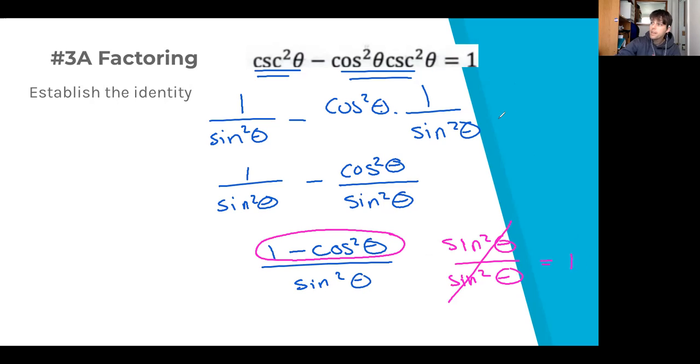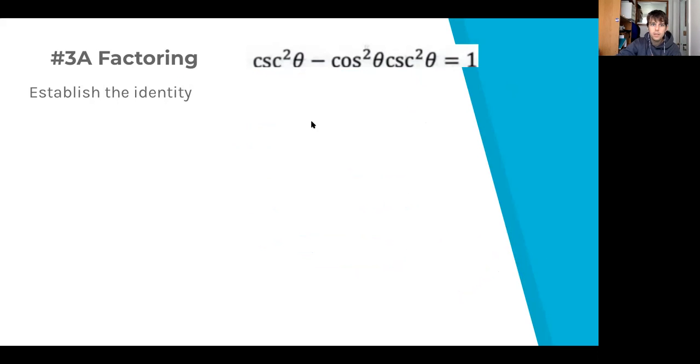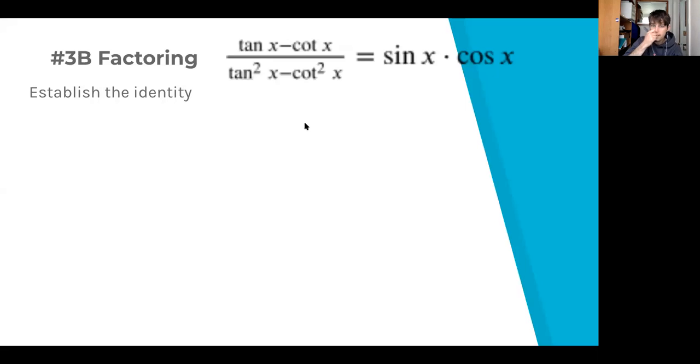So writing things in terms of sine and cosine works. This was just a little bit longer. Sometimes finding that factoring and working that way is just a little bit faster, just a little bit nicer. Anyway, let's go ahead and move forward. Let's talk about some more factoring.